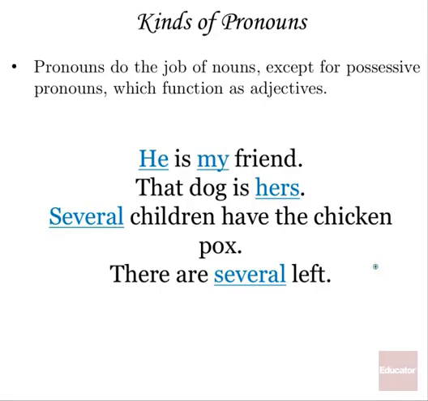So he is my friend. He is a personal pronoun, and my is a possessive pronoun. That dog is hers, possessive again. Several children have the chicken pox, and where it's functioning as an adjective, not a pronoun. And there are several left. There it is, functioning as a pronoun. It's replacing something else. There are several somethings left. So, some pronouns can do the job of adjectives temporarily, but they kind of stop being pronouns at that point.